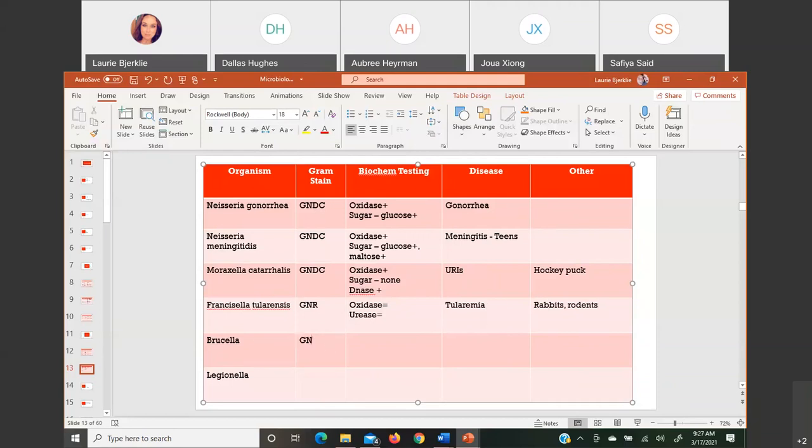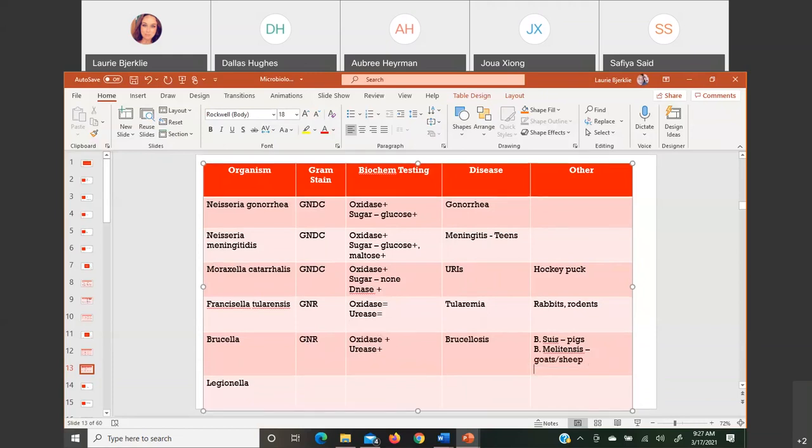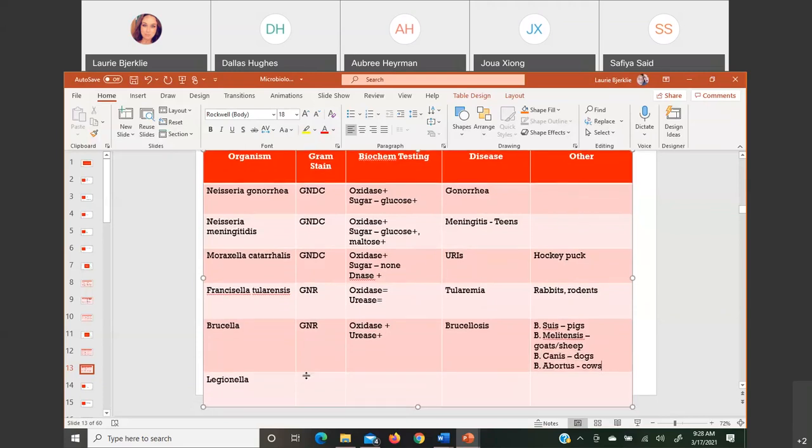Brucella is gram-negative rod, oxidase positive, urease positive. So you can see how those test results will separate it from Francisella. It causes brucellosis, which is again linked with animals, each one linked with certain animals depending on the strain. Brucella suis was pigs, Brucella melitensis was goats or sheep, Brucella canis is dogs, and Brucella abortus is cows. So it just depended on the animal. And again, this was another good bioterrorism weapon.